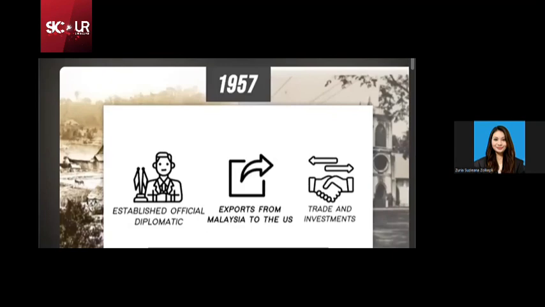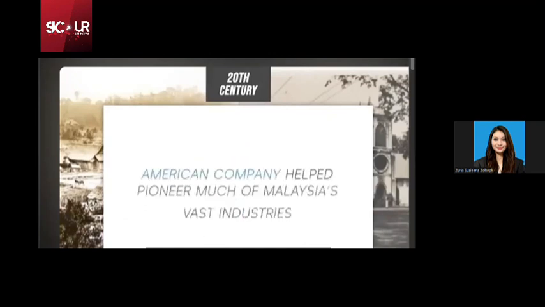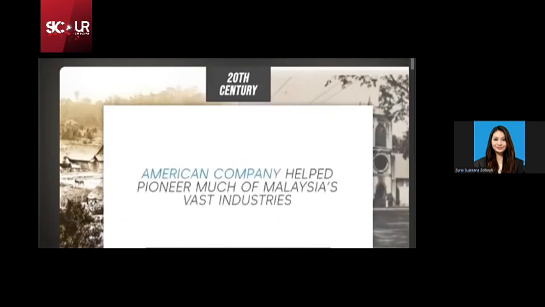Malaysia was renowned for its production of numerous goods, even at a time when rubber had become Malaysia's most important export, to which the U.S. had imported the majority of the said commodity. Throughout the 20th century, American-based companies have also helped pioneer much of Malaysia's vast industries that stand today.